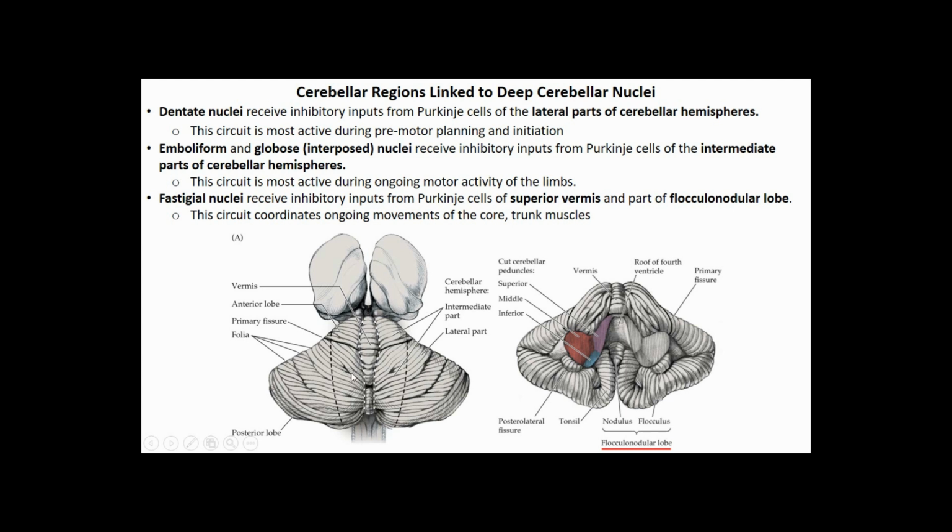Likewise, the vestigial nucleus is getting its inputs from part of our vermis here, as well as some of that flocculonodular lobe we talked about earlier. And it's going to be involved in coordinating ongoing movement and motor activity, making it smooth, involving the trunk and core muscles. So very core muscles are going to be getting their modifications and their edits from the flocculonodular lobe by way of the vestigial nuclei, while the upper and lower limbs get their edits from the intermediate part of the cerebellar hemisphere by means of the umbiliform and globose nuclei, which together are known as the interposed nuclei.